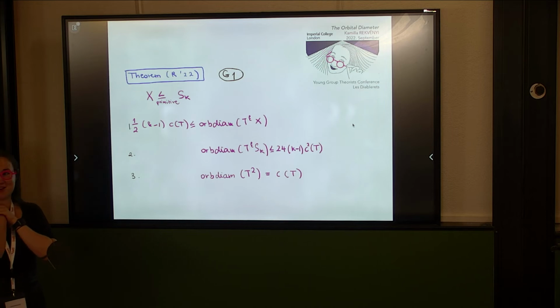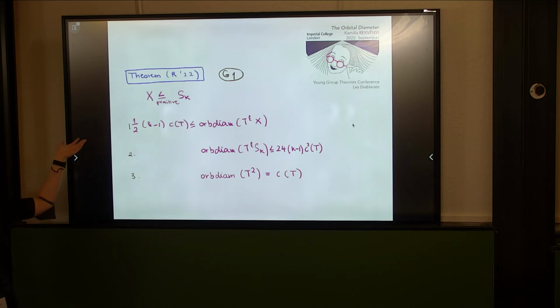So here is our answer to goal 1, to find explicit bounds. And today I'm only going to tell you the answer to some simple diagonal groups, but if you're interested in others, you can ask me. So we take X to be a primitive subgroup of S_k, and then we can show that the orbital diameter of T^k.X is bounded below by 1/2 (k-1) c(T). And we can also show that if this X is actually S_k, then the orbital diameter is bounded above by 24 (k-1)^2 c^2(T), so there should be another 2, sorry.